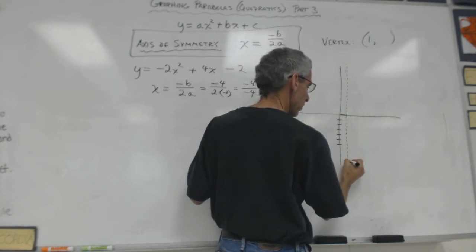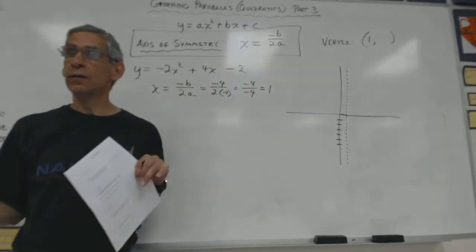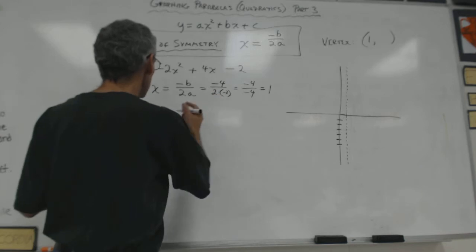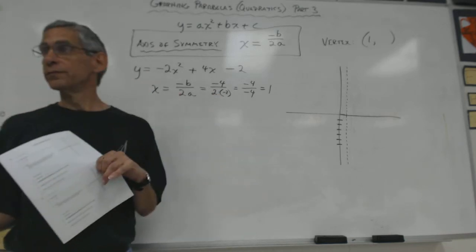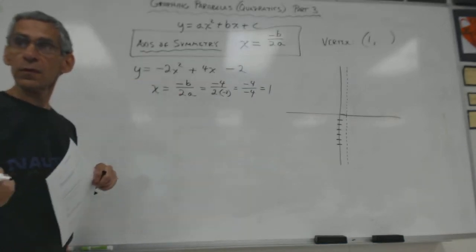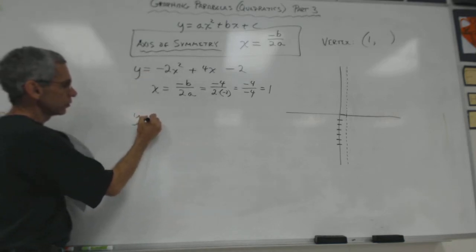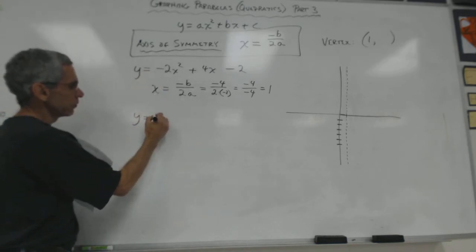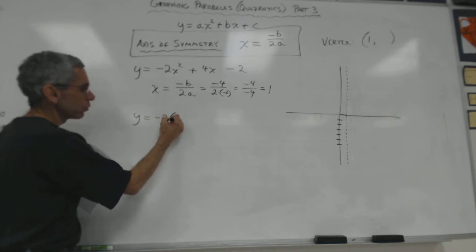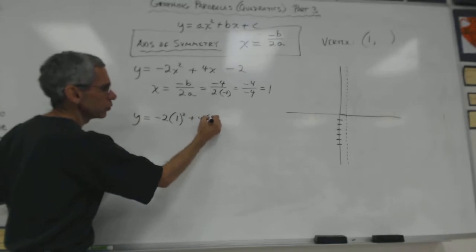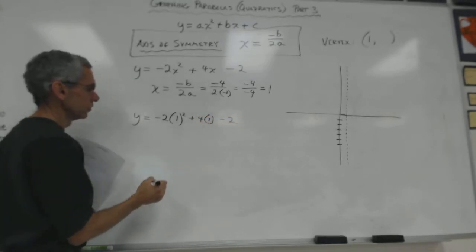And I know what about that? That the vertex has to be somewhere on that dotted line. And so now what do I do? X equals 1. Now plug it in. Plug it into this, right? So y is equal to, I'm going to just read it from there, negative 2 parenthesis 1 squared plus 4 times 1 minus 2.